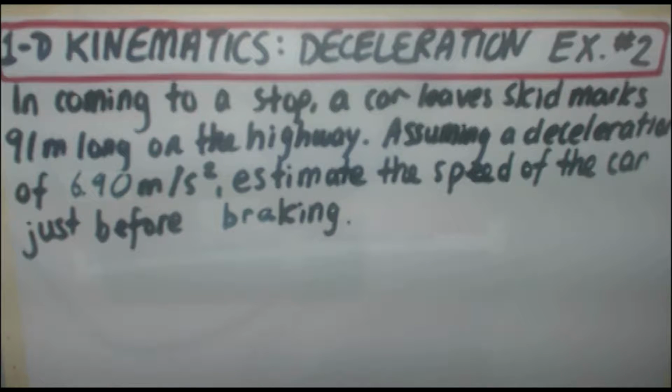Okay, so in coming to a stop, a car leaves skid marks 91 meters long on the highway. Assuming a deceleration of 6.90 meters per second squared, estimate the speed of the car just before braking.